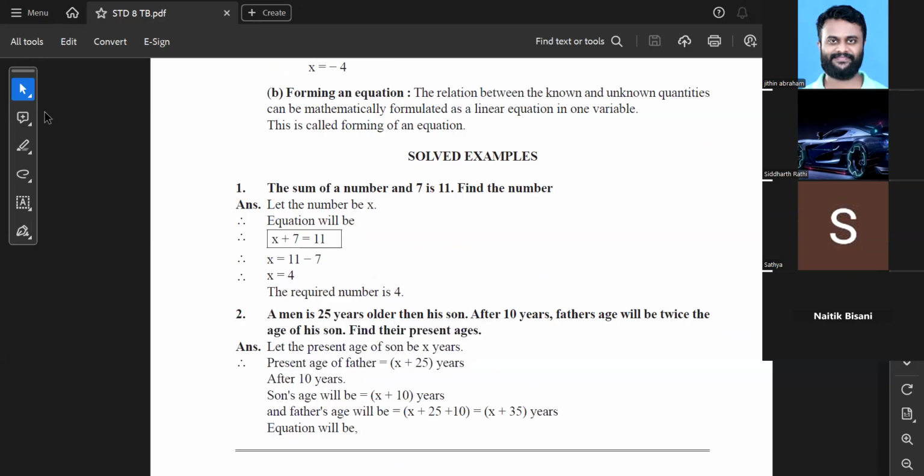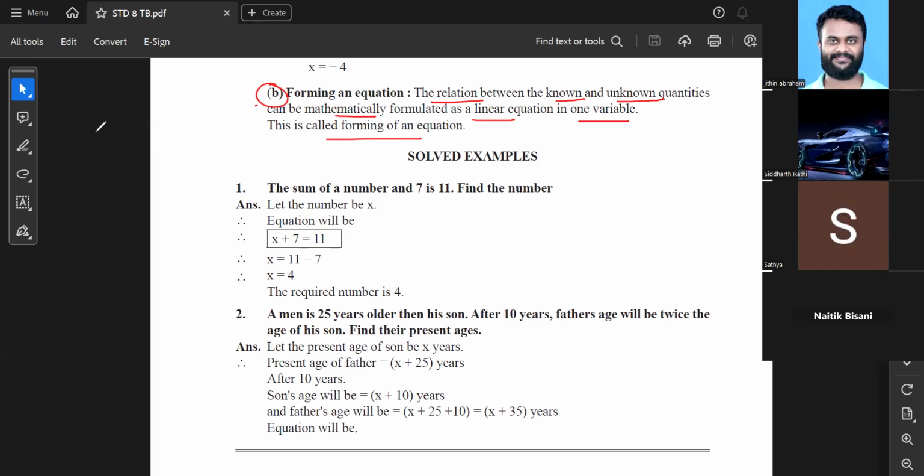Now, the next part is about forming an equation. The relation between known and unknown can be mathematically formulated as a linear equation in one variable. This is called forming an equation.